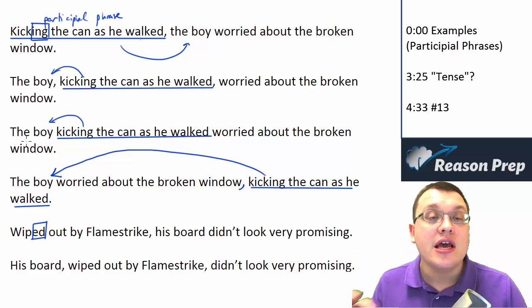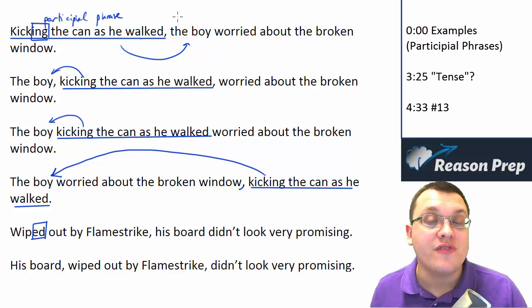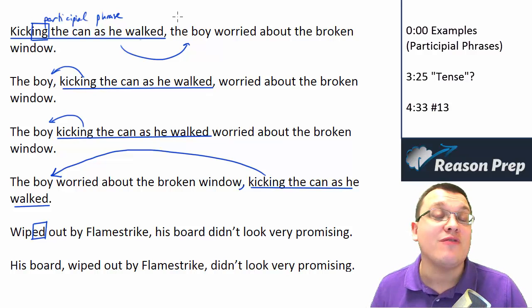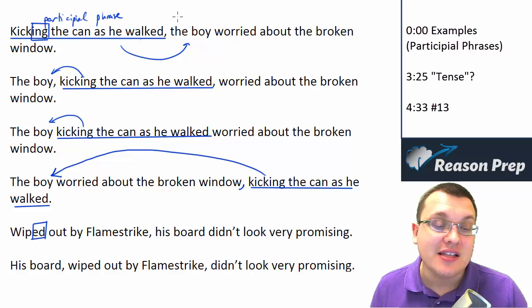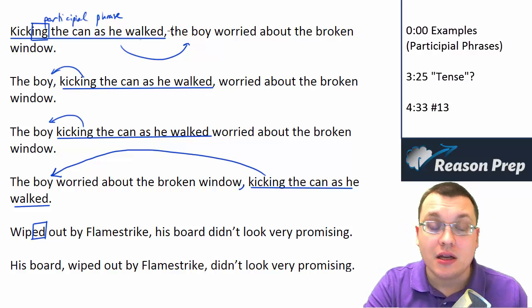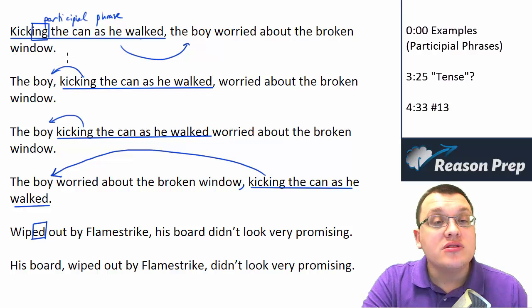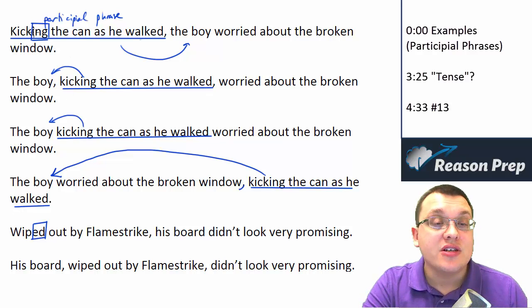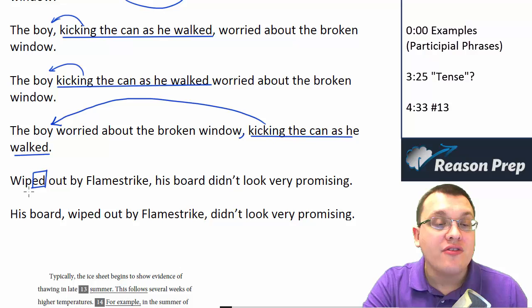They can move around. The key, as we're going to see, is they have to directly point to a noun that they modify. If there's any ambiguity, if there's not a noun they could be describing, that's a problem. And we'll see examples of that in a little bit. Again, most of the time, these participial phrases are going to have an ing to start. Sometimes they'll have an ed.